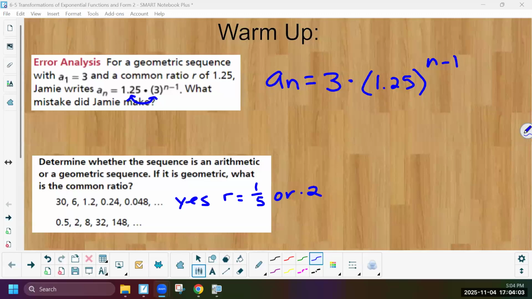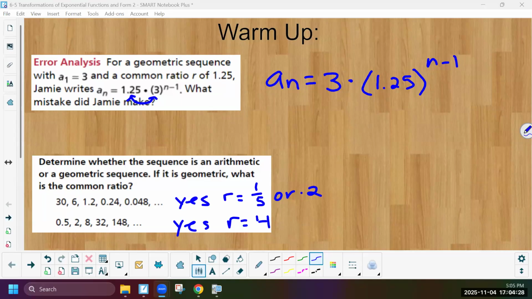All right, let's do the trick for the next one. 2 divided by 0.5 gives me 4. 8 divided by 2 gives me 4. 32 divided by 8 gives me 4. So you can see there is a pattern. Yes, it's geometric. And what did I say that was? Oh, r equals 4. That's geometric sequence.